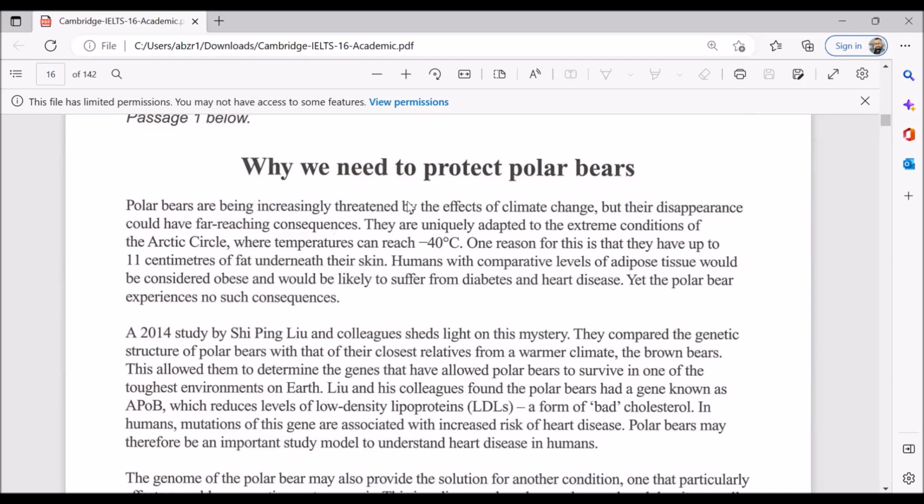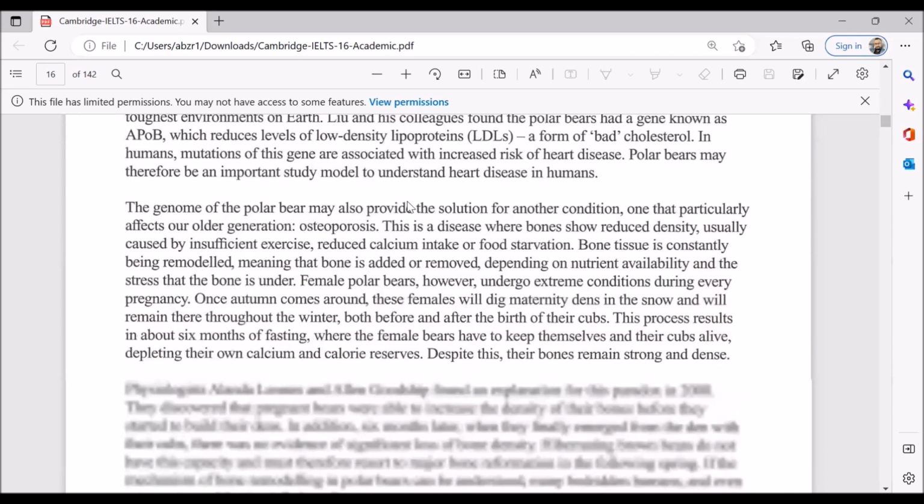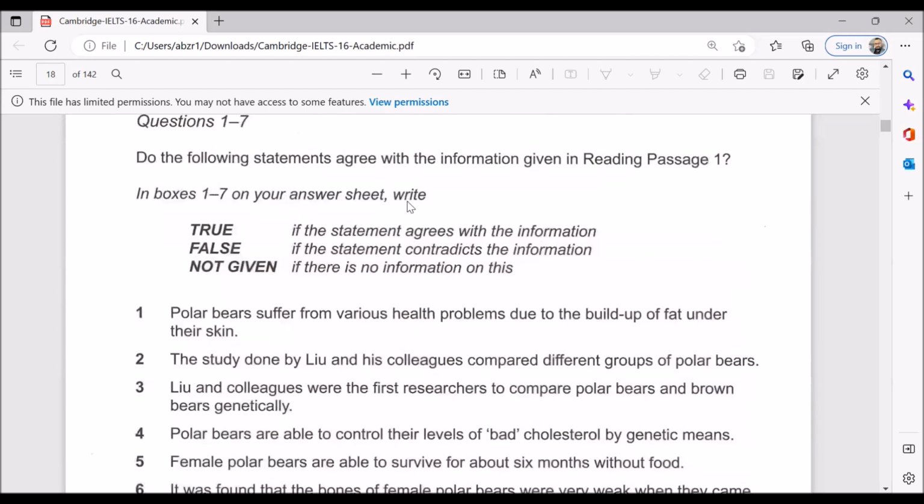Somehow we can understand adipose tissue must be the name of some sort of tissues, but you can go to Google, find out the meaning, build up your vocabulary. Adipose tissues would be considered obese and would be likely to suffer from diabetes and heart disease. It means if humans would have the same level of fat under their skin, they would suffer from diabetes or heart disease. Yet the polar bear experienced no such consequences, which means it is so easy to answer question number 1. Polar bears suffer from various health problems due to the buildup of fat under their skin. Totally false, because they do not; human beings do suffer that. That's the answer. For question number 1, the answer is false.